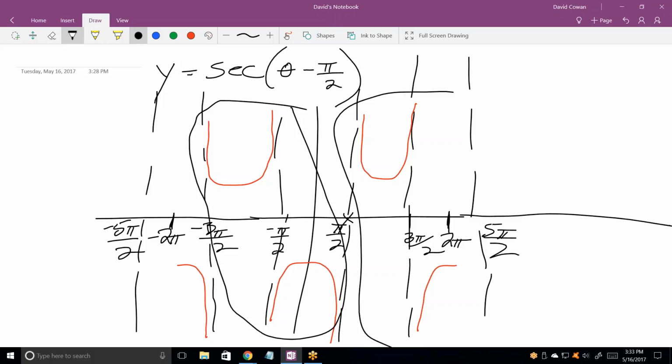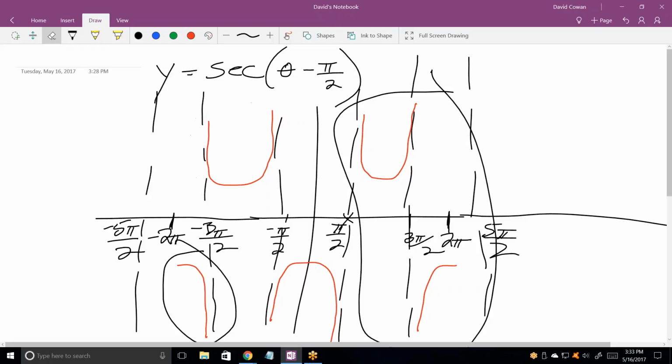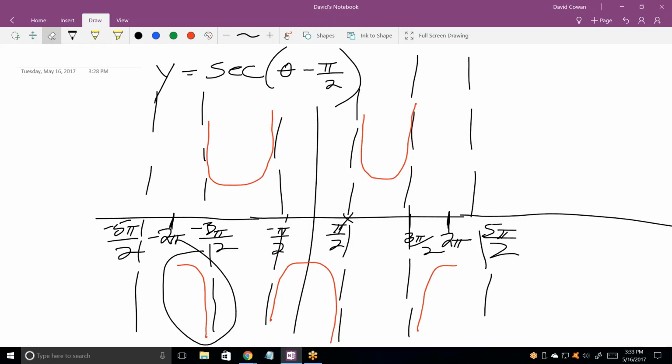That, combined with the first piece, is another full cycle. And since the normal period of secant is 2 pi, and we're going from minus 2 pi to 2 pi, we should have 2 full cycles. Exactly. No more, no less. Okay. Yeah, okay, I see how that works.